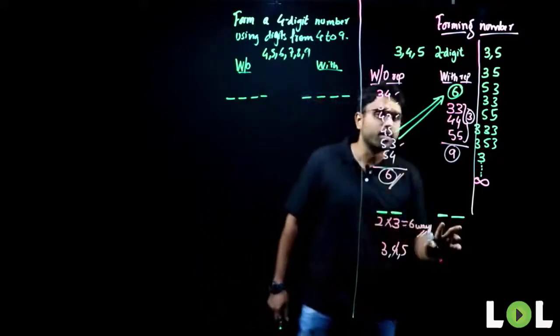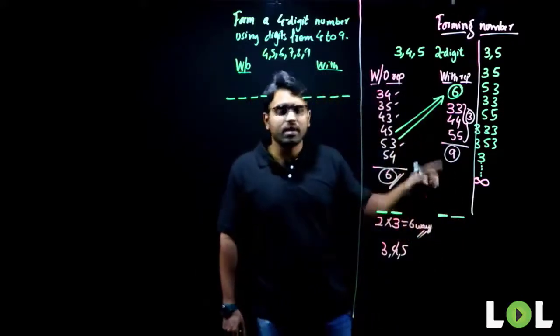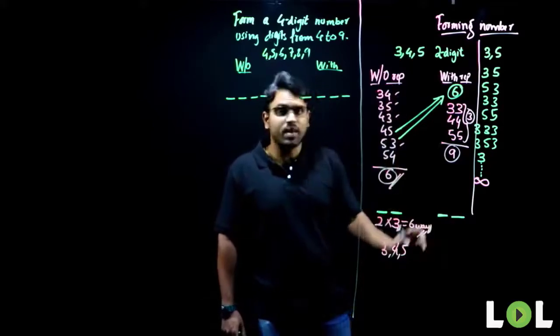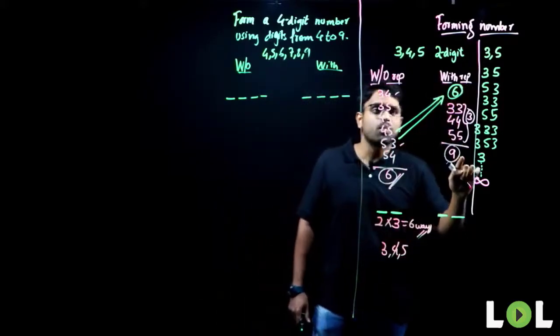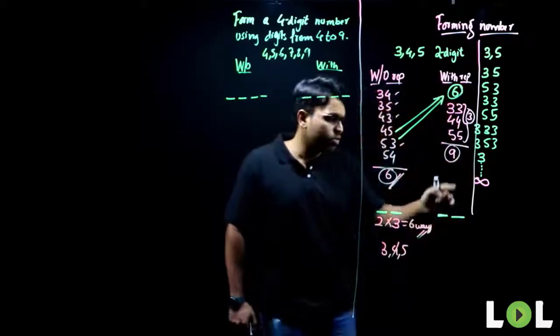Now coming to this one. Pay attention. Without repetition, we are done: 6 ways. With repetition, what is the answer we are supposed to get? We are supposed to get a 9 there. So what will we do?